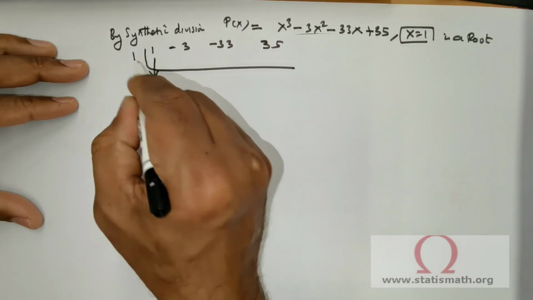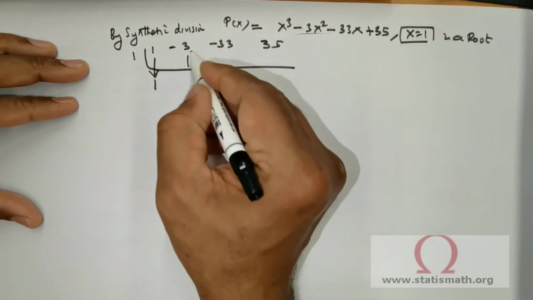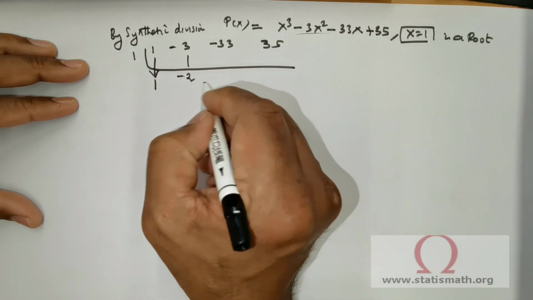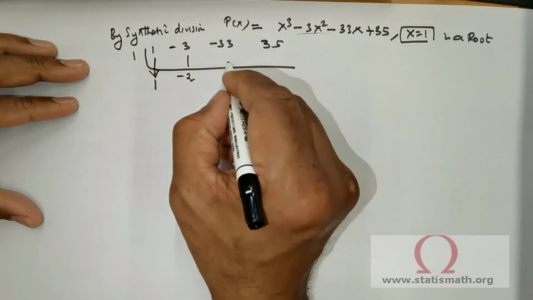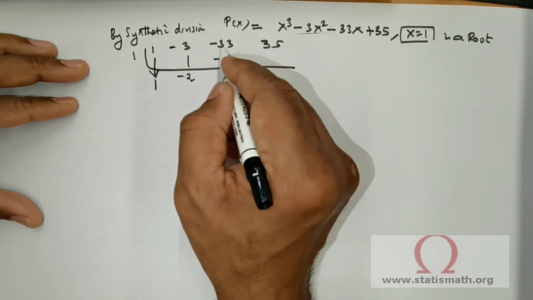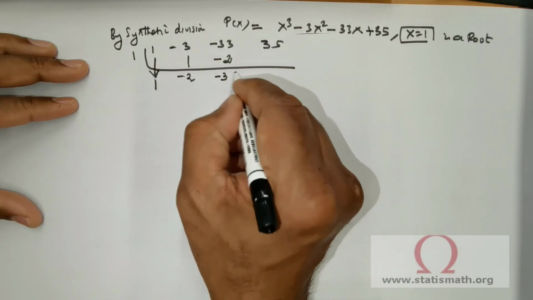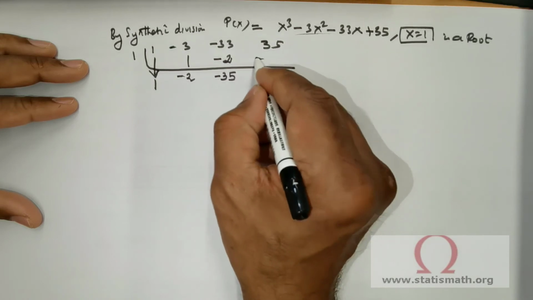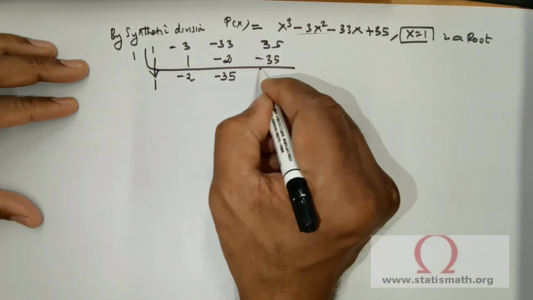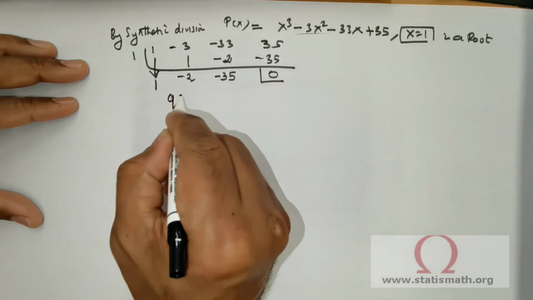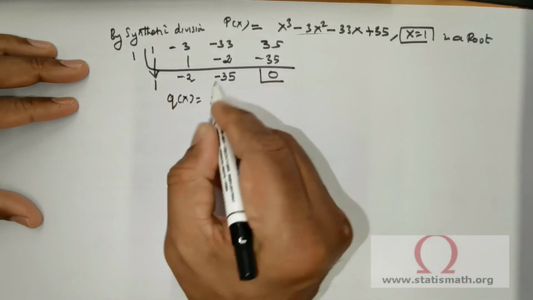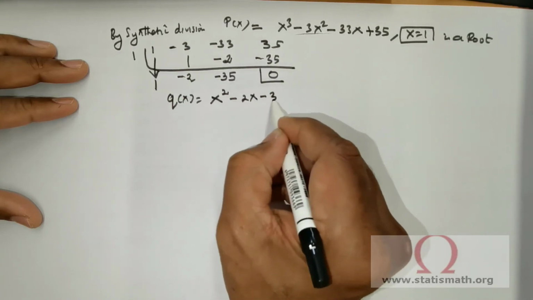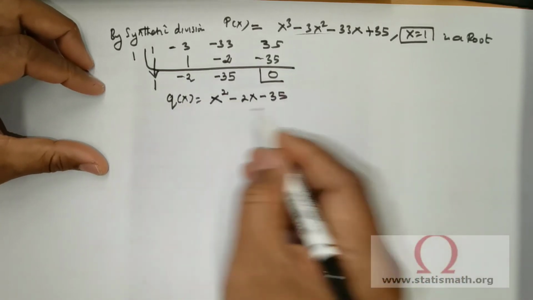Bring the 1 down. 1 multiplied with 1 will give me 1. Add these two. Negative 3 added with 1 will give me negative 2. 1 multiplied with negative 2 would give me negative 2. Negative 2 added with negative 33 would give me negative 35. 1 multiplied with negative 35 would give me negative 35. Adding these two would give me 0. So the quotient is going to be, I started with degree 3, so this has to be degree 2, x squared minus 2x minus 35. So now we need to solve this.